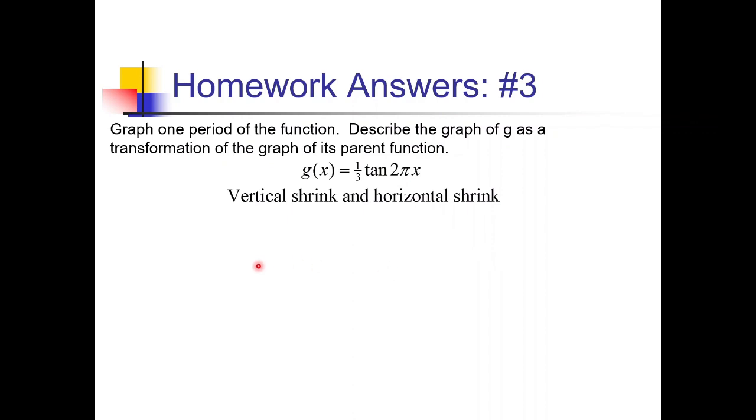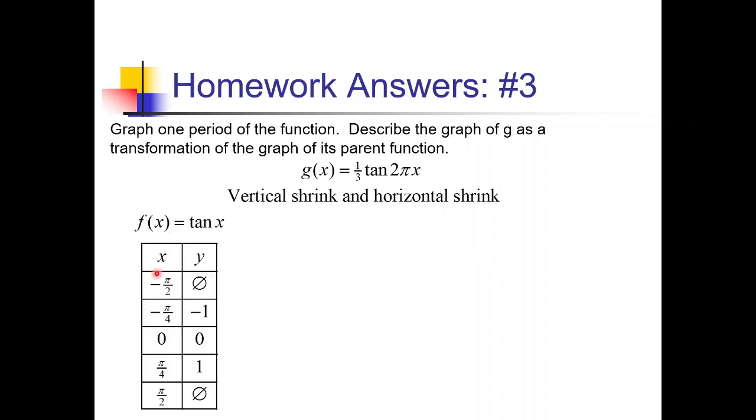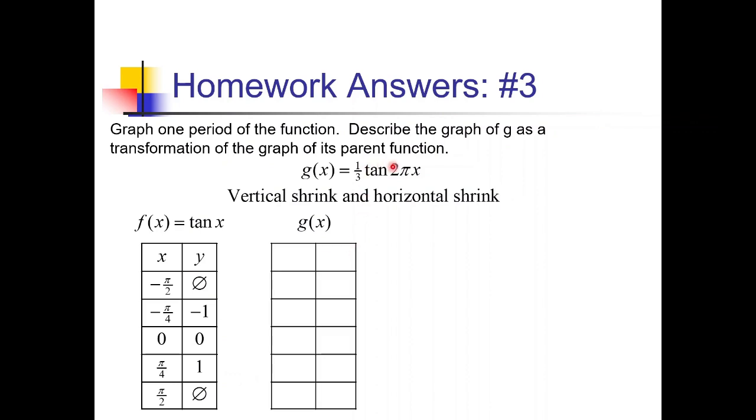And now for the parent table, we have negative pi over 2 through pi over 2 with all of the asymptotes and points in there. And for the g function, since I have this 2 pi inside the function, for my x's I'm doing 1 over 2 pi times x, or x divided by 2 pi, either way. And then we have 1/3 times y for the y values because of that vertical shrink.